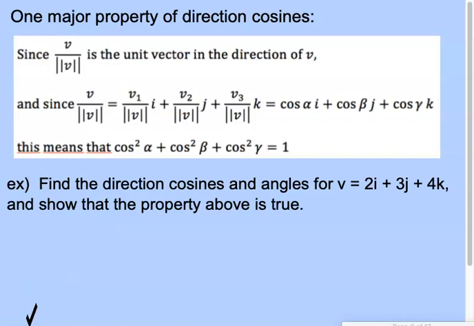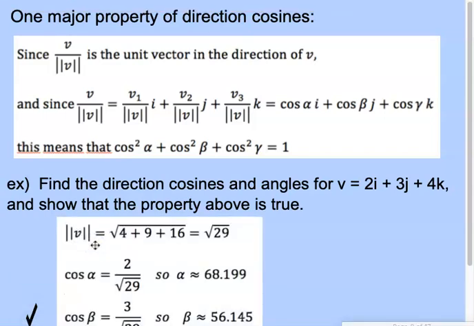Okay, so we're going to take a second, find the direction cosines, and then the actual angles with each of the axes for the simple vector v, which is just 2, 3, 4. And then just square each of your cosines and add them together and see if you get 1. So take a minute. Let's just practice finding direction cosines, and then we'll get into projections.